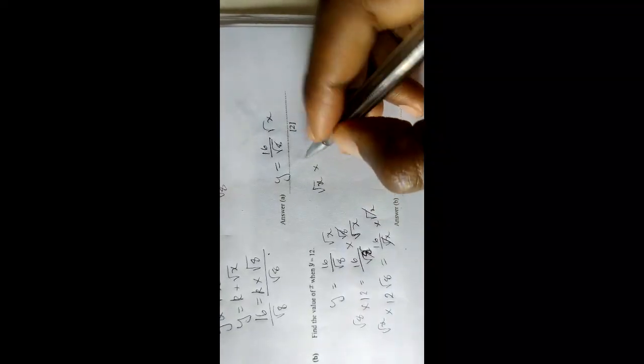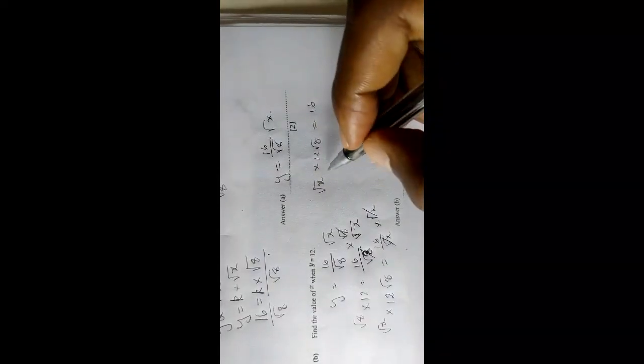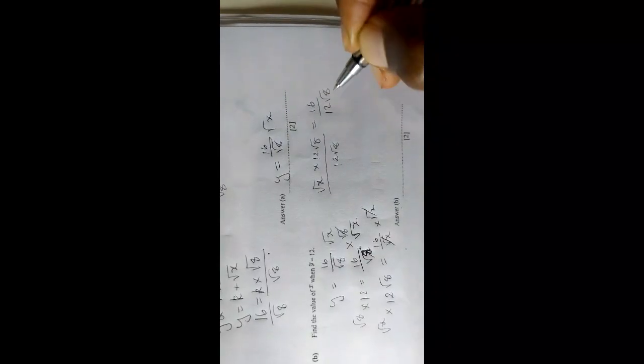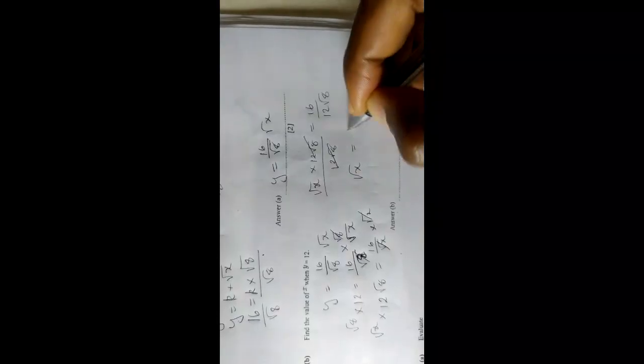And here, if you multiply both sides by root of x, this side multiplied by root of x, it cancels with this. And here we are going to have root of x multiplied by 12 root 8 is equal to 16. And we divide both sides by 12 root of 8. So this cancels here. So we're going to get root x is equal to 16 over 12 root of 8.